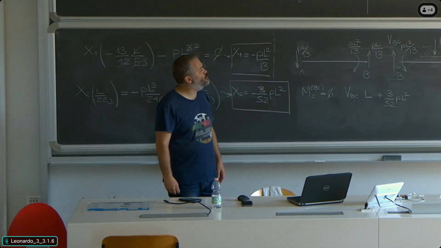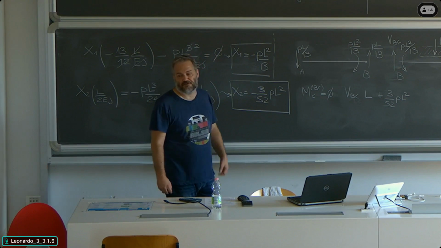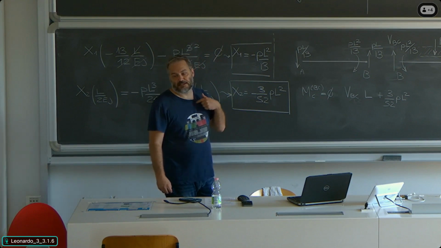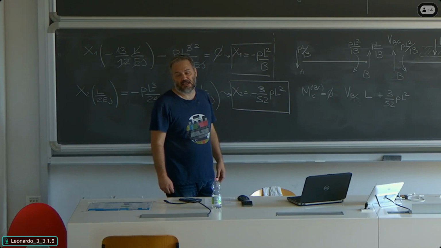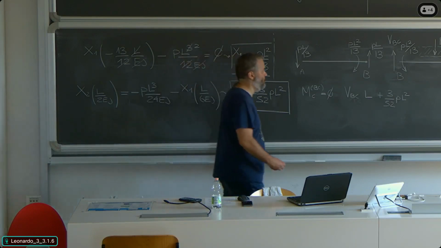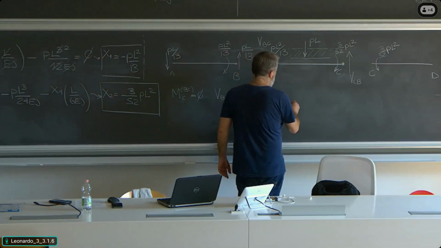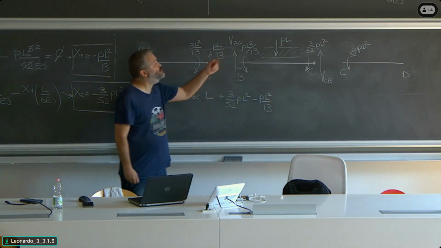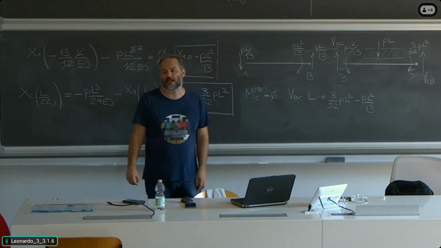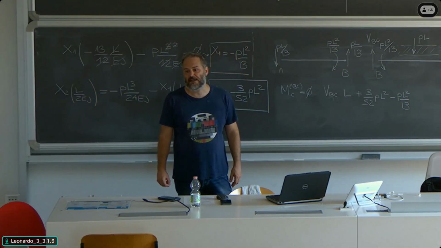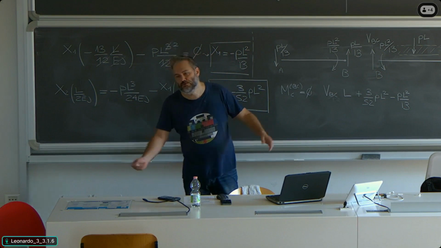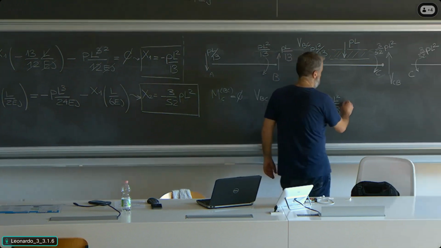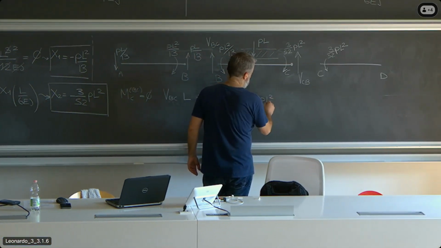Then we have two more contributions. One is the moment at the first end. It is counterclockwise, and it's PL squared over 13. So minus PL squared over 13. And then we have the contribution of the distributed load, whose resultant is PL. It's placed at midspan, so minus PL squared divided by 2. This should be equal to 0.